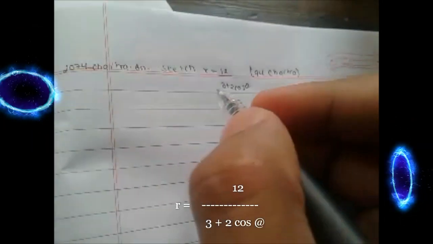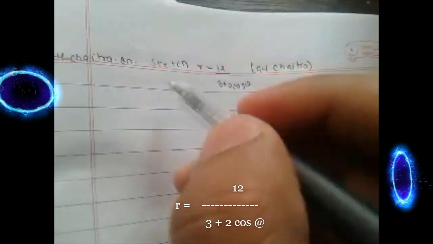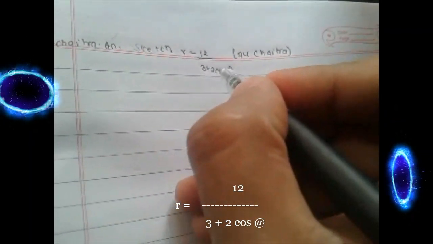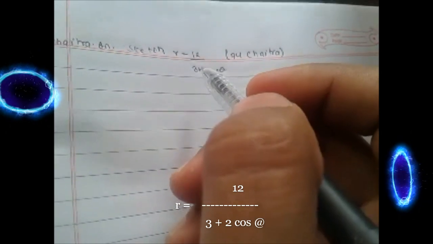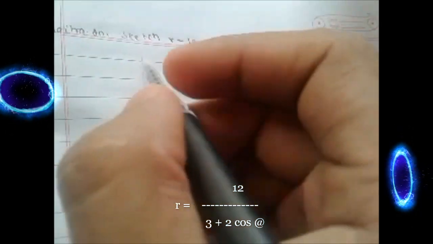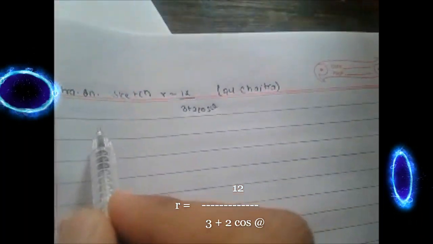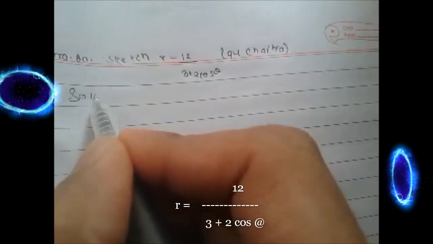And this is the question set that I am talking about. Question 74 Chaitra, this is from conics or curve sketching. We have discussed its basics in the previous tutorial. You can overview it if you would like to. Now we will be getting to this solution.